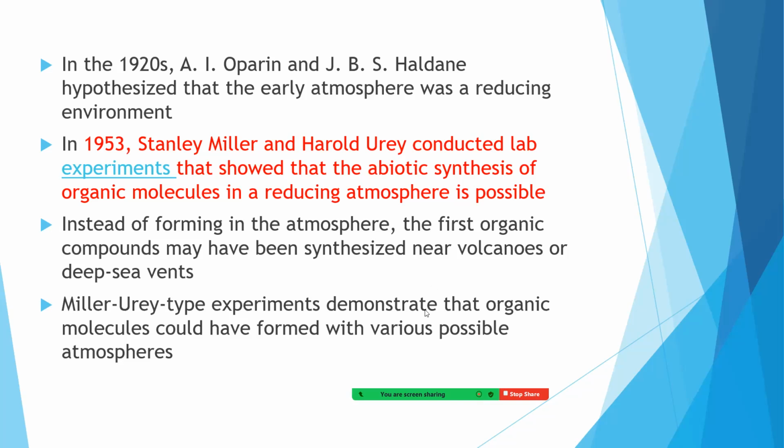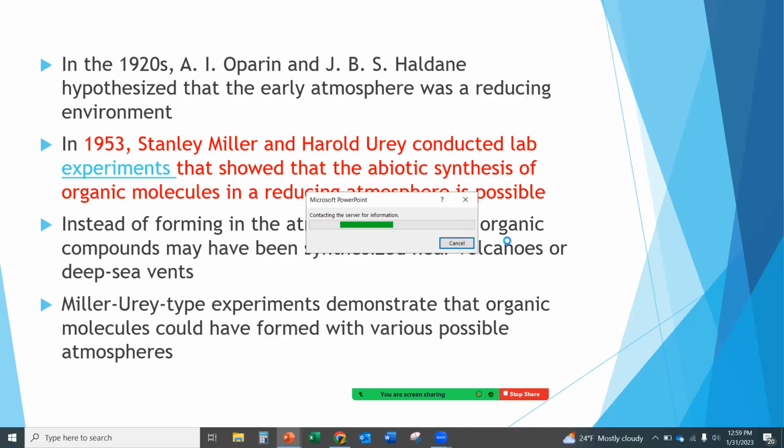These experiments helped to demonstrate that organic molecules could have formed in various possible types of atmospheres, but that a reducing atmosphere is a good example of a place where these organic molecules could be created. So let's watch this quick little video about their experiment, and you should be able to describe what their experiment showed.